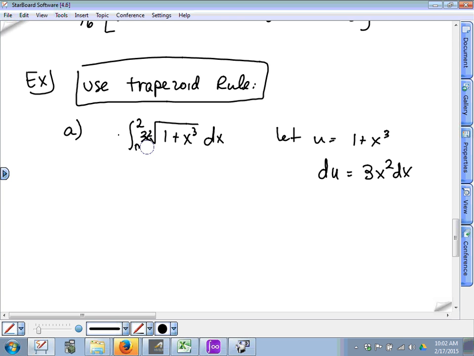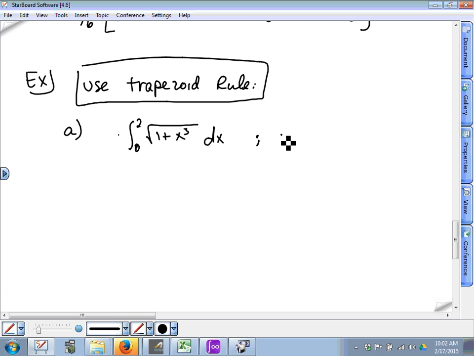Do you see why we have to approximate this? This has to be done approximately using the trapezoidal rule, or the Simpson's rule, which we're going to see here in a second. Alright, we're going to do n equals 4, and delta x is b minus a over n. So it's 2 minus 0 over 4, which is 1/2.